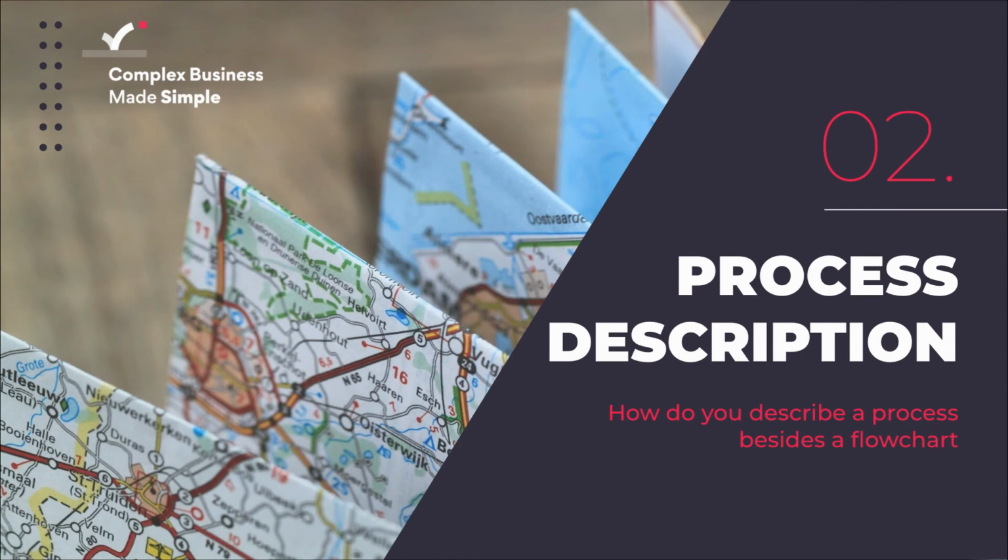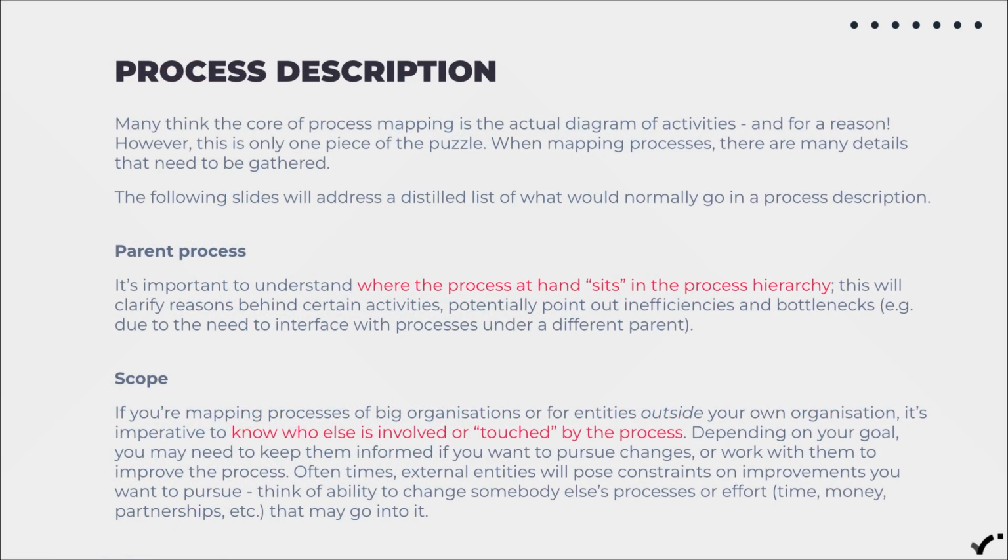And with that, let's step into the process description. How do you describe a process, besides the flowcharts that we were talking about? Think of process description as the ID card of your processes, where for humans you describe them by height, by address, by date of birth. In processes, you describe them by a bunch of properties that they have, and that helps you identify and describe a process and understand where it sits.